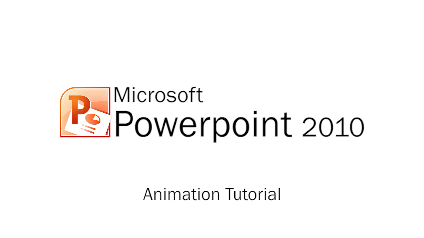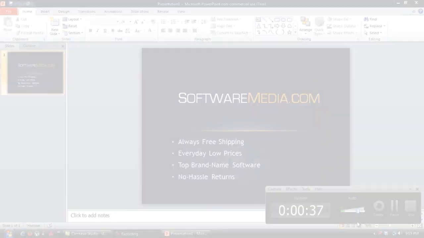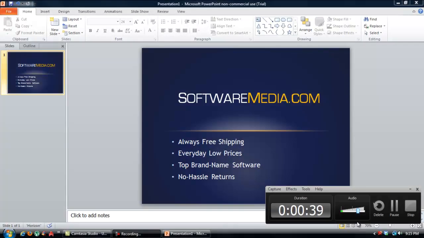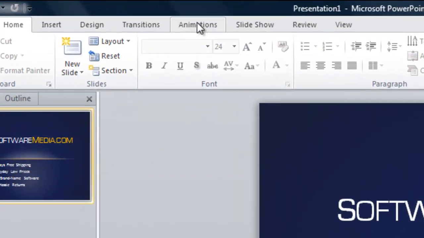Today I'm going to be showing you simple animations in Microsoft PowerPoint 2010. Now last time I showed you how to do slide transitions, and the difference between transitions and animations is transitions are used when moving from one slide to the next. Animations, on the other hand, are used to animate specific elements within your slide, like your title, your subtitles, text, pictures, things like that. So what you're going to want to do is go to your Animations tab up here in the ribbon.